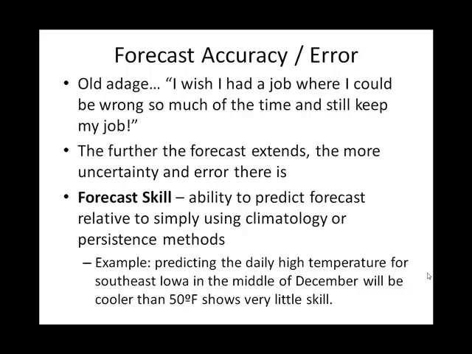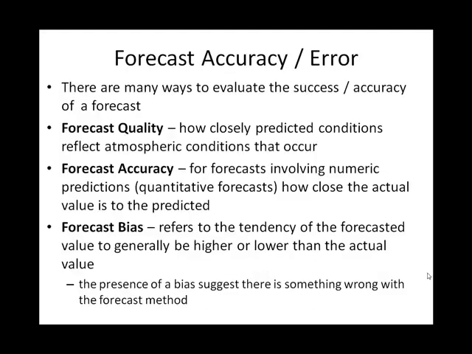So, for instance, we've talked about climatological forecasting, and an example along those lines is predicting, like the slide says, predicting the daily high temperature for southeast Iowa in the middle of December will be cooler than 50 degrees Fahrenheit. Now that shows very little skill. It might be very what we call accurate, but it shows very little skill. So forecast skill is your ability to predict the weather better than you could just using general climatological data.